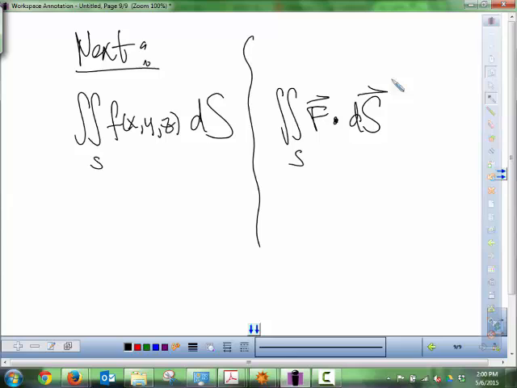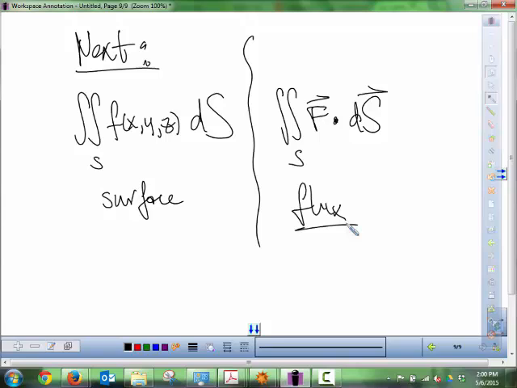So there's 2 more integrals. One we'll call a surface integral. By the way, I think the book calls both of them surface integrals. Actually, the book calls this a flux. But they consider a flux as a surface integral. I'd like to keep them separate, but, you know. So these are the last 2 integrals that we're going to consider.